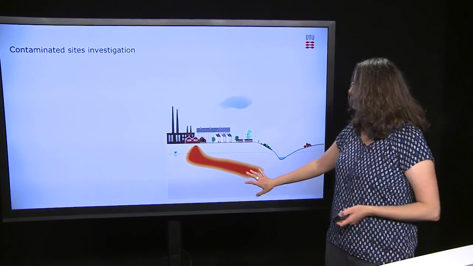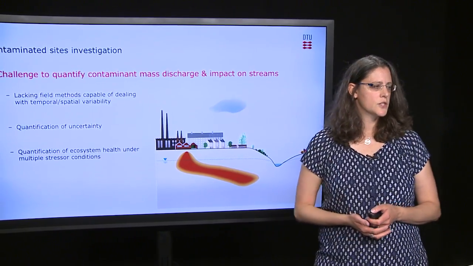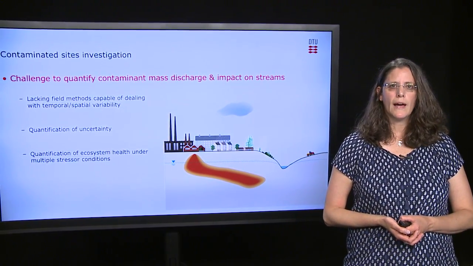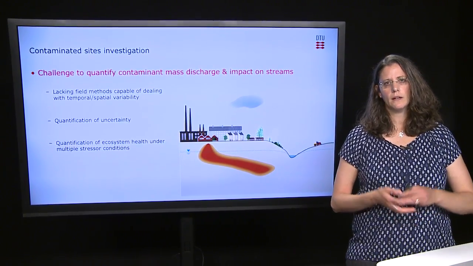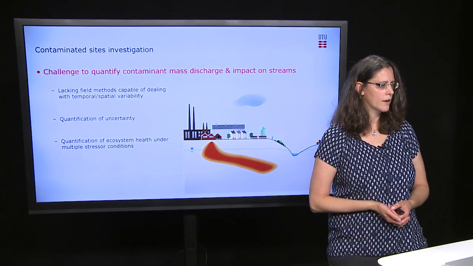We also have a lot going on with respect to contaminated sites investigation, which of course impact groundwater, but these can also impact surface waters. And it's really a challenge to quantify contaminant mass discharge and impact on streams. We're lacking particularly field methods capable of dealing with temporal and spatial variability. And here I'm talking about really complex flow patterns at the groundwater-surface water interface.